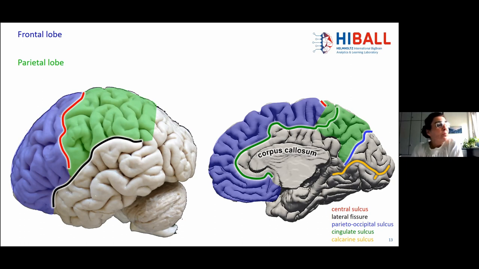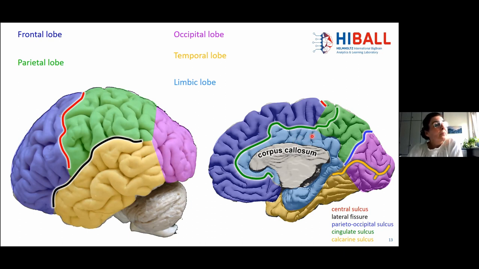On the medial surface of the brain, some anatomists identify the limbic lobe. Other people categorize this rostral part of the limbic lobe to the frontal lobe, this posterior part to the parietal lobe, and this inferior part to the temporal lobe.